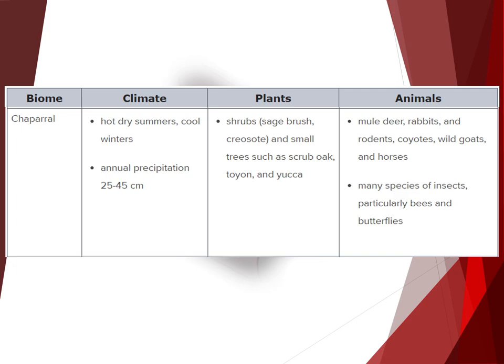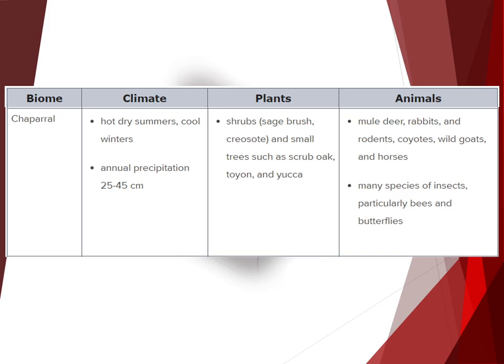The chaparral biome typically has hot, dry summers as well as cool winters. Annual precipitation is somewhere between 25 and 45 centimeters. The plants are typically shrubby. Very few trees, and if there are trees, they are typically small, dry-climate trees like scrub oaks.